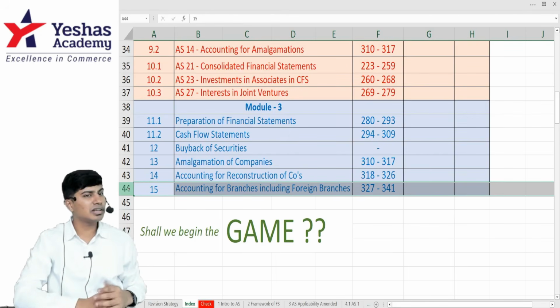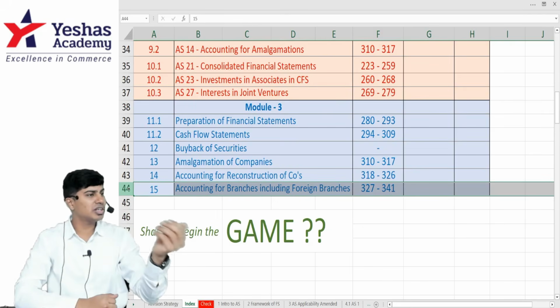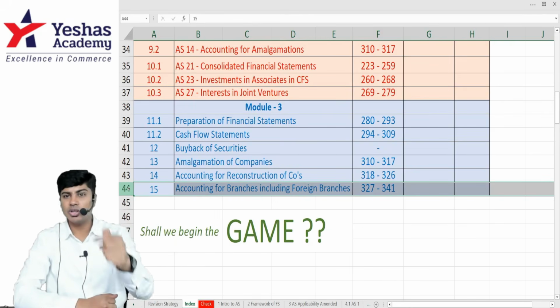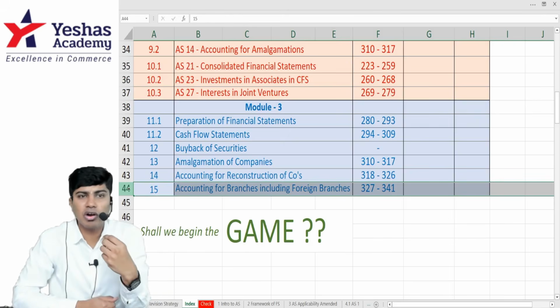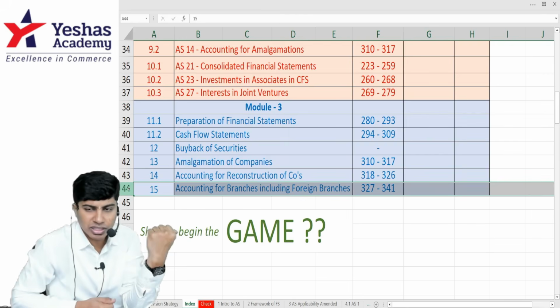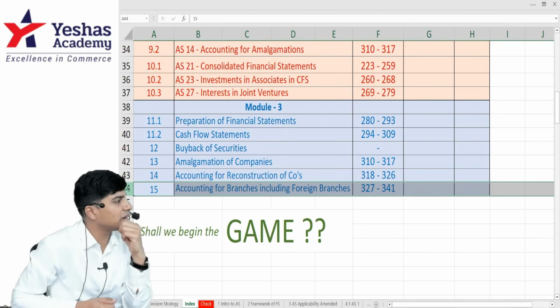You have a branch in the US, you have a branch in the Netherlands, you have a branch in London, you have a branch in Australia, you have a branch in New Zealand. There also there are sales happening. How do you account for all transactions? Learn it in Accounting Standard 11, with foreign branch accounting given in branch accounting.